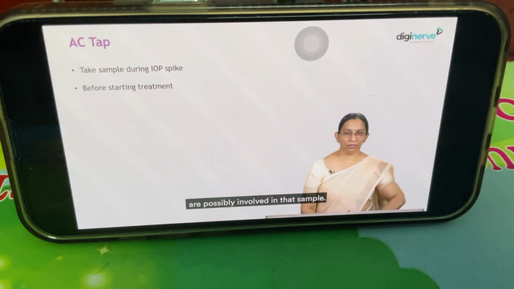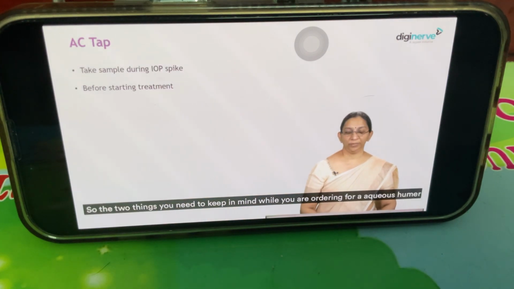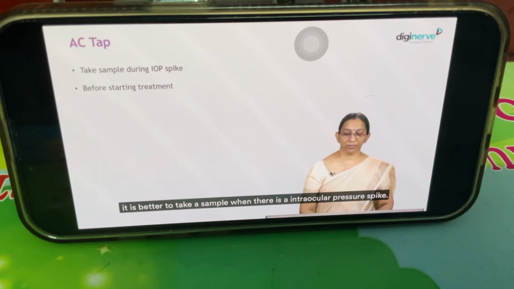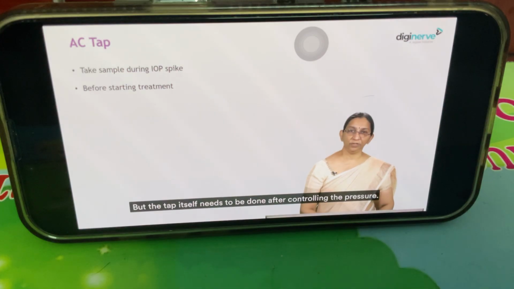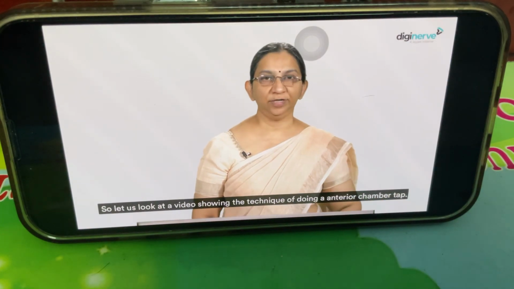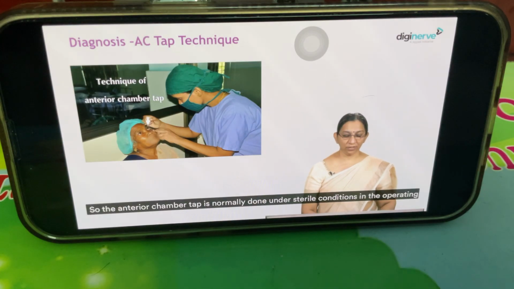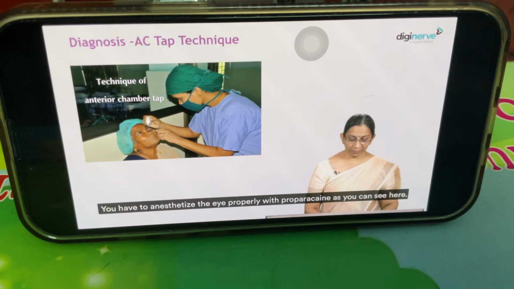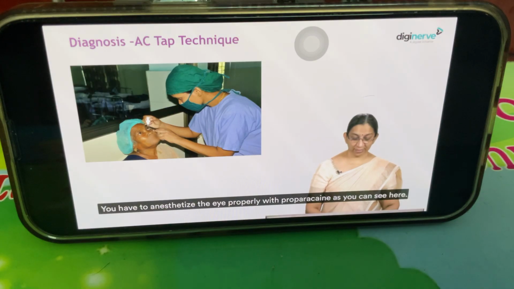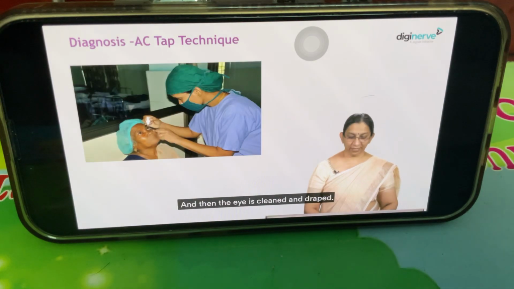The two things you need to keep in mind while you're ordering a vitreous or aqueous tap is that it's better to take a sample before you start treatment, and it's better to take a sample when there is an intraocular pressure spike, but the tap itself needs to be done after controlling the pressure. So let's look at a video showing the technique of doing an anterior chamber tap. The anterior chamber tap is normally done under sterile conditions in the operating theatre. You have to anesthetize the eye properly with proparacaine, as you can see here. And then the eye is cleaned and draped.